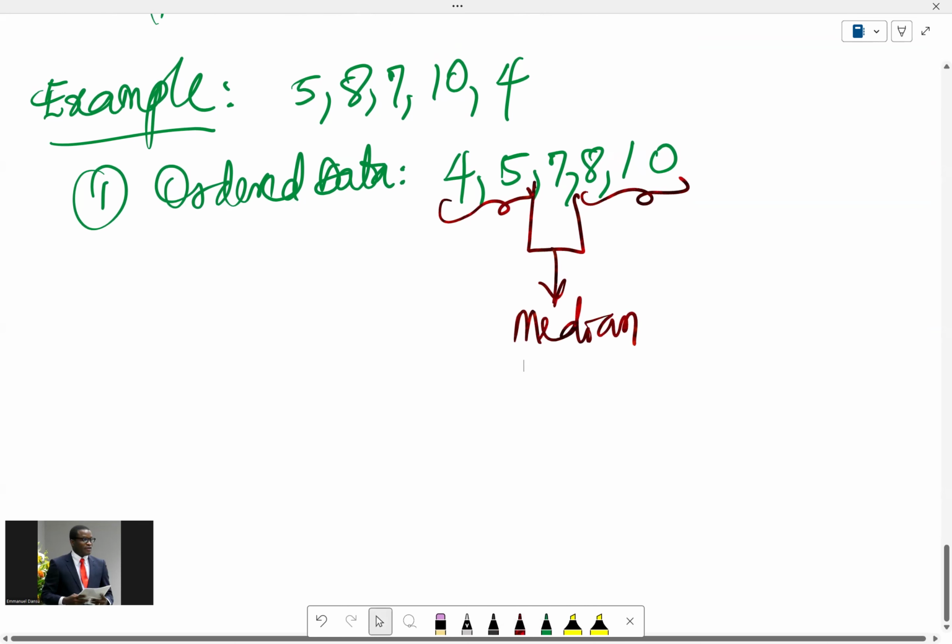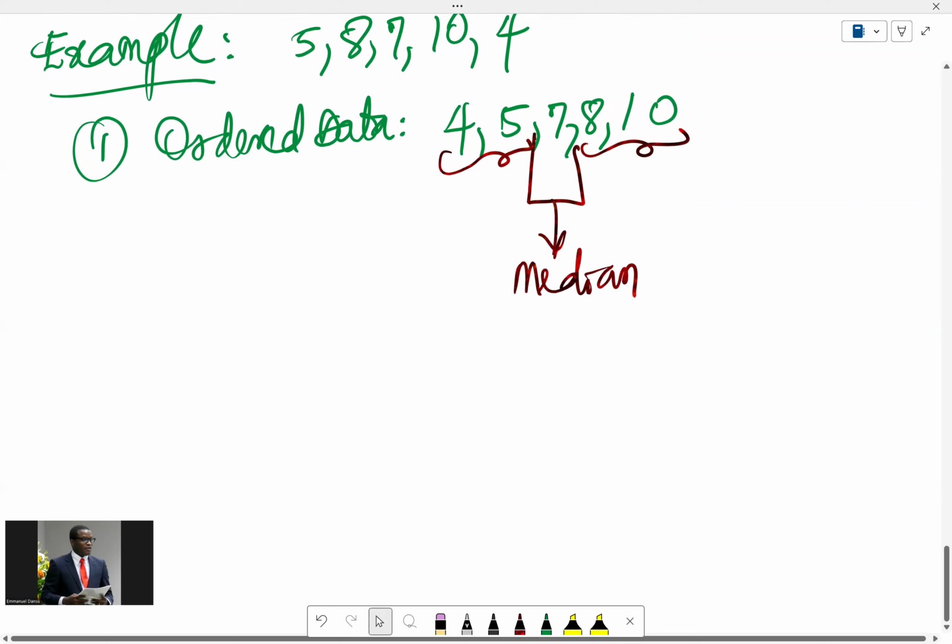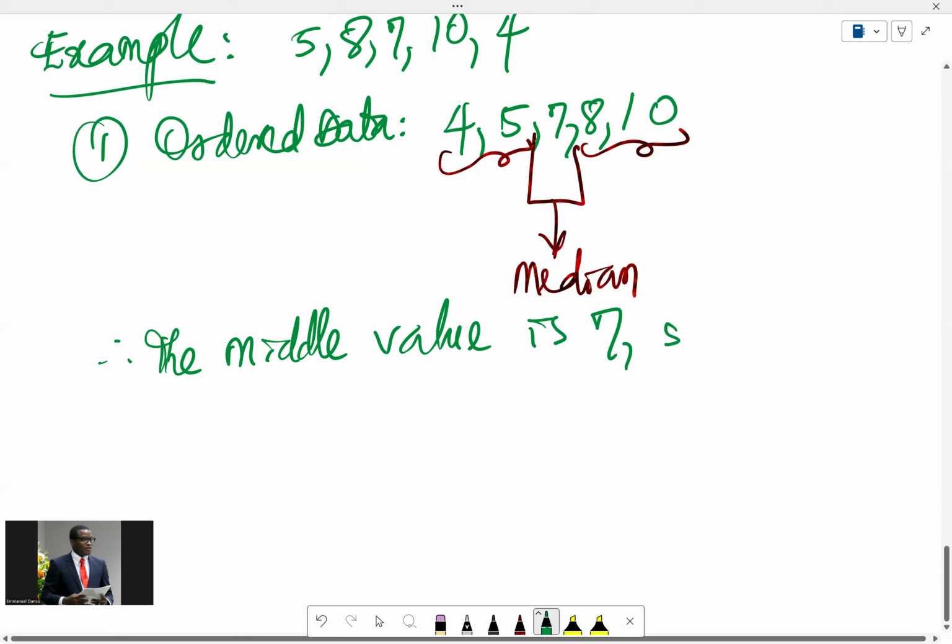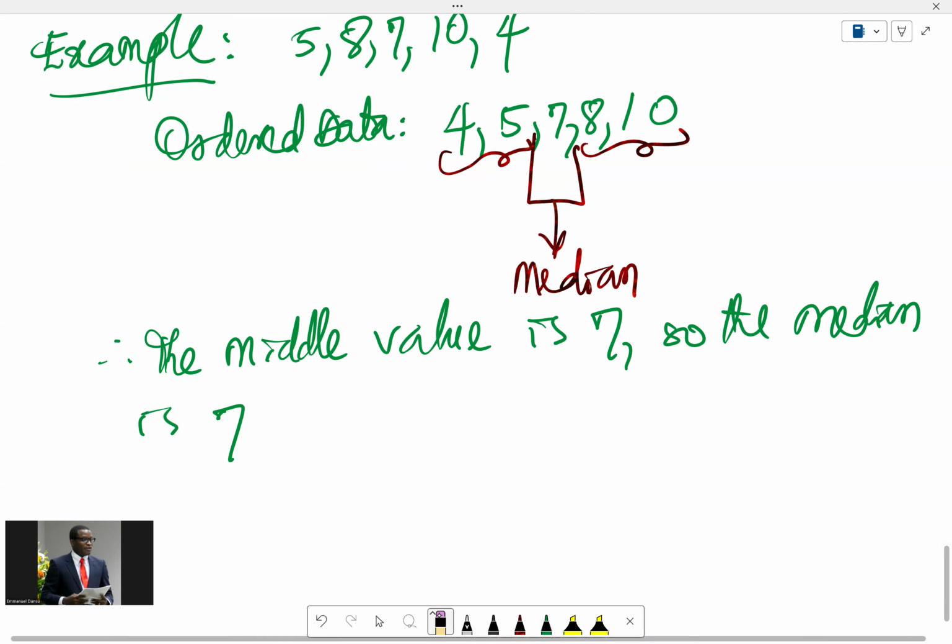If you also arrange it in descending order, 10, 8, 7, 5, and 4, it is still the median, right? And so therefore, the middle value is 7. So the median is 7.